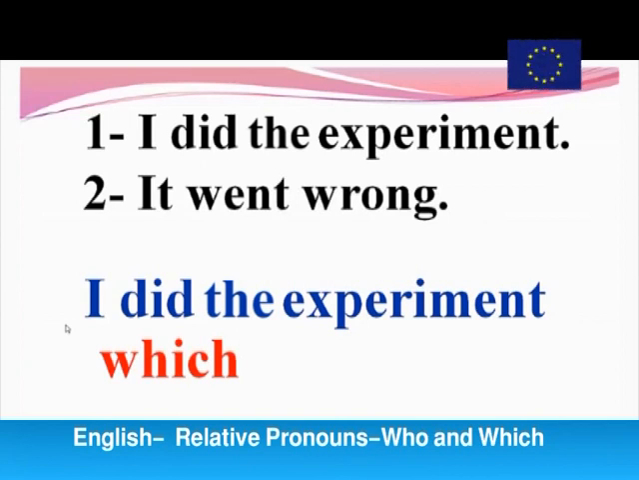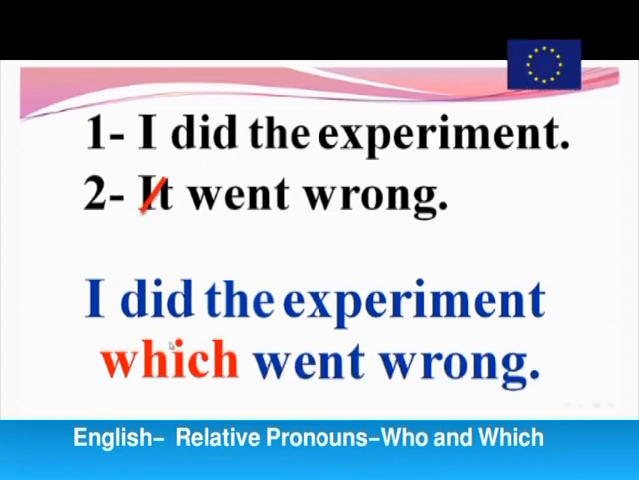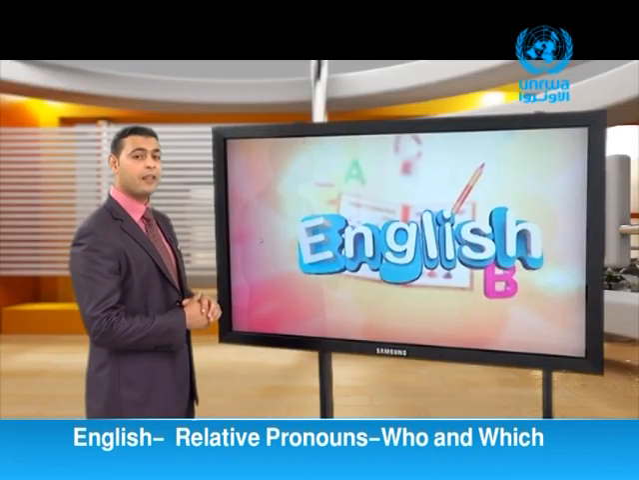Why which? Because we talk about the experiment. نتحدث عن تجربة. And this experiment is not from people. هذه التجربة غير عاقل. لذلك استخدمنا ضمير الصلة which. I did the experiment which went wrong. Okay, dear students, thank you very much for answering this exercise.